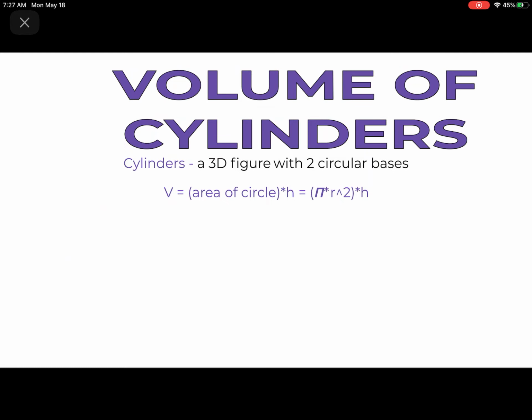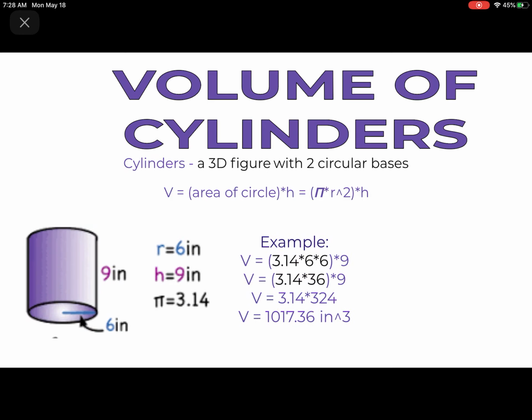All right? Now, the last part of today's lesson is the volume of cylinders. It's a little bit easier because it's only one base. Okay, it's just a circular base of the prism of what we've already done. So, it's a 3D figure with 2 circular bases, and the volume of this is going to be the area of the circle times the height of the cylinder. So, pi times r squared, the radius squared, times height. Remember, if you have the diameter, you just cut that in half and you'll have the radius.